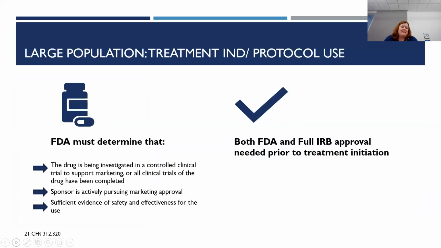And then finally the large population. Again, FDA has to be assured that there are no controlled clinical trials, or the drug has to be involved in controlled clinical trials to support marketing, or all of the clinical trials of the drug have been completed. So this is what I was talking about with those open label expanded access rollover studies, where you just stay on that part of the study until the drug is commercially available.